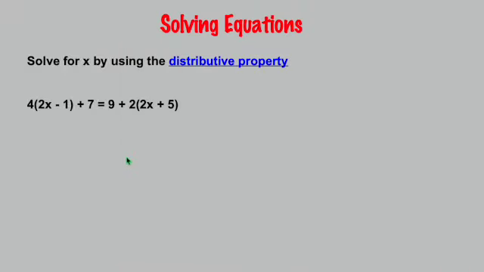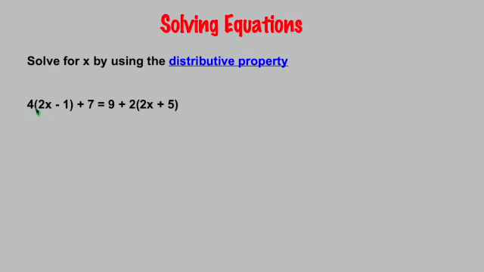The first of these two techniques to solve equations is something called the distributive property. The idea of the distributive property is we're going to try to simplify this equation to get it in a form that we know how to solve. And this is how the distributive property actually works.